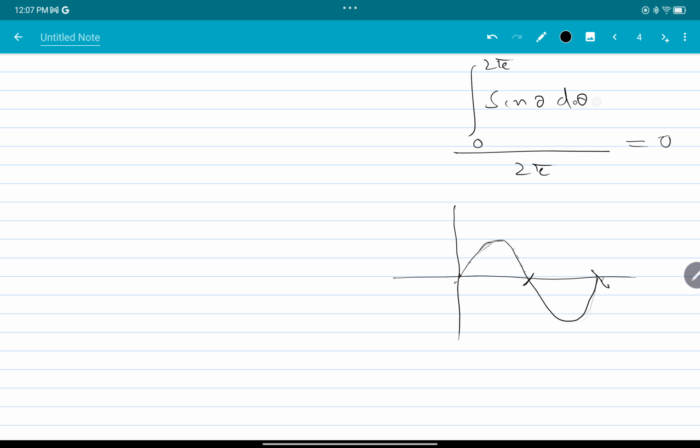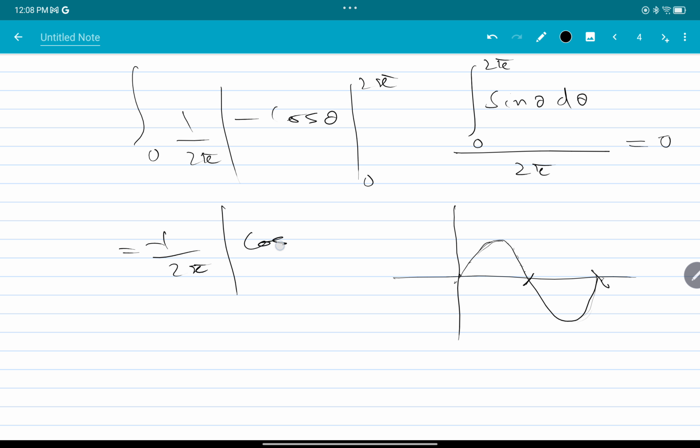Another way is to integrate it exactly, and it is not difficult to integrate it. It is from 0 to 2 pi. Integration of this is minus cos theta, and divide by this, 1 by 2 pi. Put out this 1 by 2 pi, from 0 to 2 pi. That is 1 by 2 pi times minus cos 2 pi minus cos 0. That is minus 1 by 2 pi into cos 2 pi is 1, cos 0 is 1, that is 0, that's all.